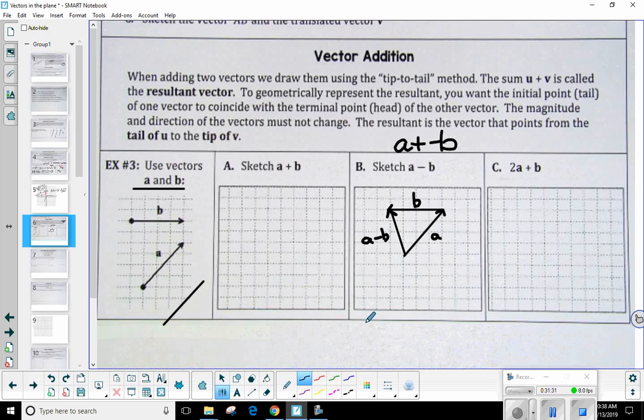Now, just like I showed you on the first one, if I were to switch it, if I put the initial of A to the terminal of B, would I still get the same vector? Absolutely. In fact, what's the component form of A minus B? If I want to go from the initial to the terminal.